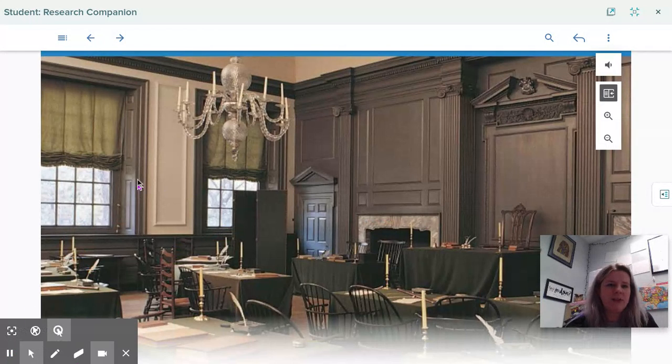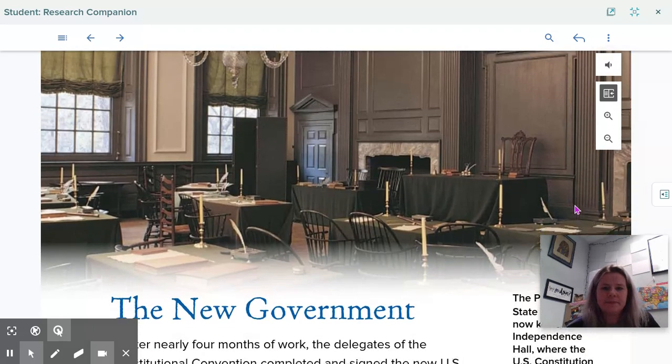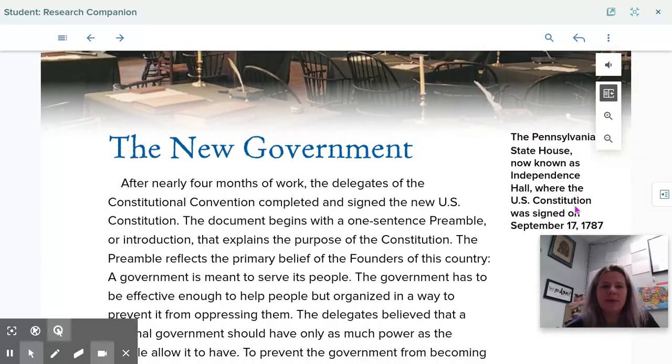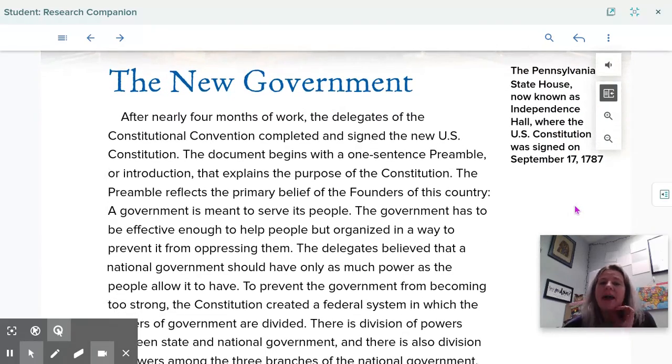All right, so I'll go ahead and start off with this picture that's pictured up here. This was the Pennsylvania State House, now known as Independence Hall, where the U.S. Constitution was signed on September 17th of 1787. So we have the new government. After nearly 4 months of work, the delegates of the Constitutional Convention completed and signed the new U.S. Constitution. The document begins with a one-sentence preamble or introduction that explains the purpose of the Constitution.